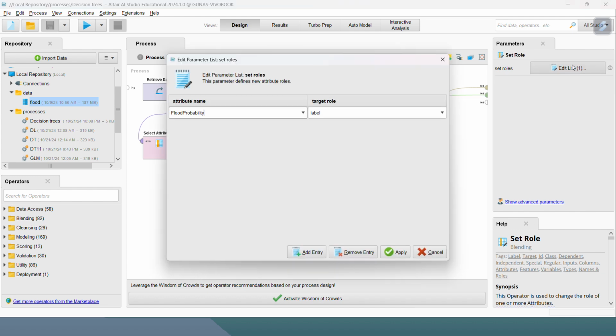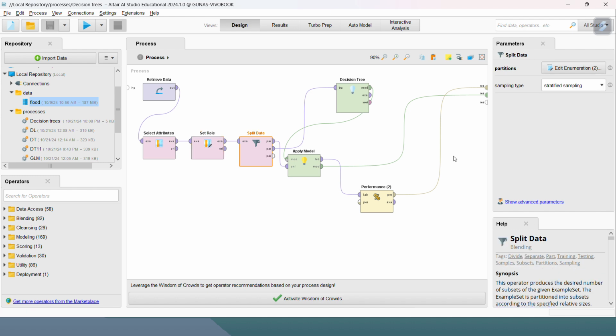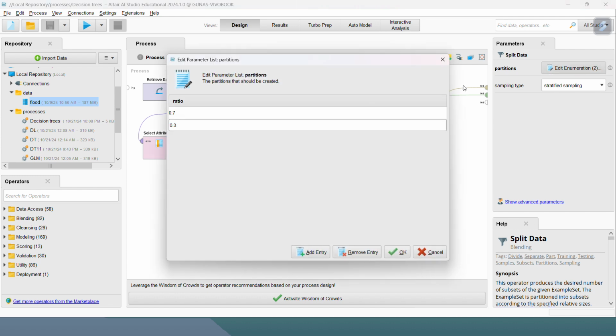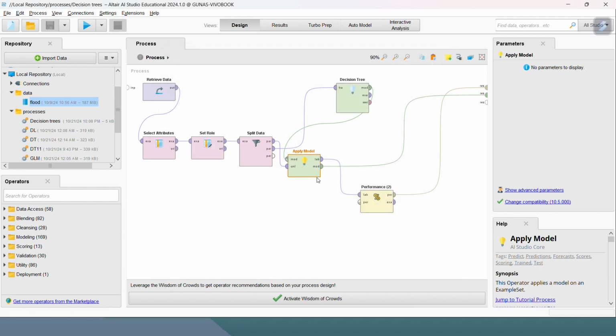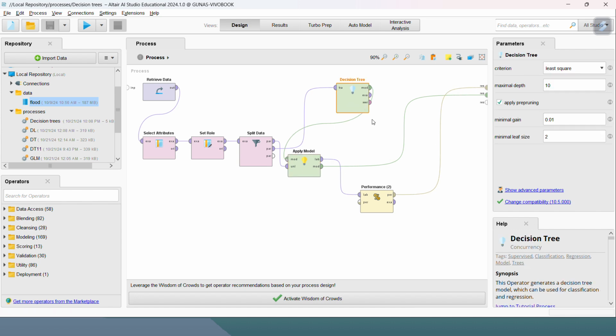So setting role, we have to set the target role as a label for flood probability, as we are predicting that. So the next thing is we should split the data. We'll be splitting the data in 0.7 to 0.3, that is 7 is to 3. This is a very standard splitting. So after this, we'll be training our data with the decision tree model.